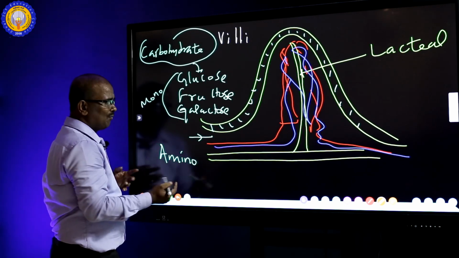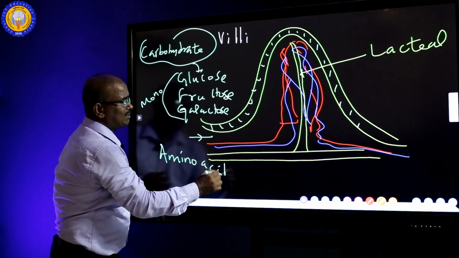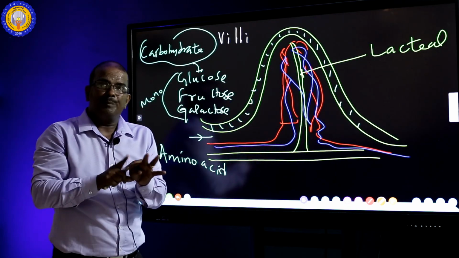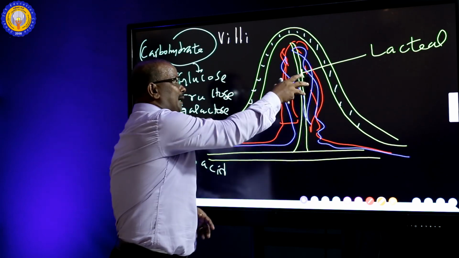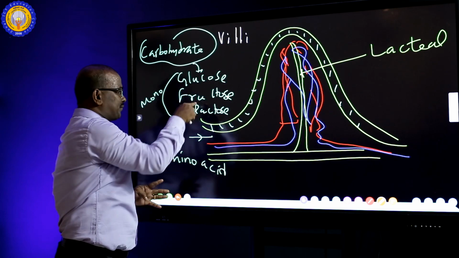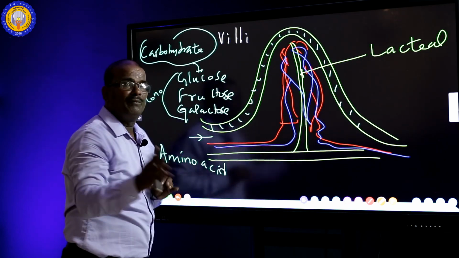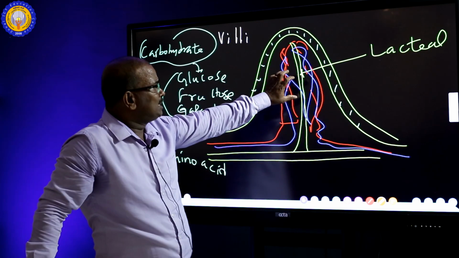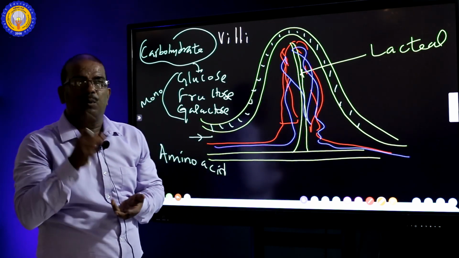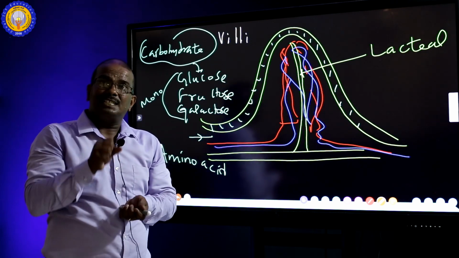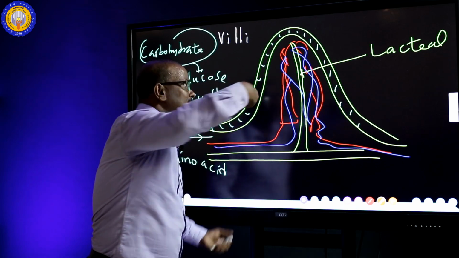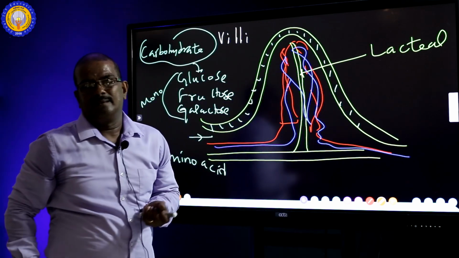Amino acids from protein digestion are also absorbed by these blood capillaries, along with vitamins and minerals. So the blood capillaries associated with the villi absorb monosaccharides, amino acids, vitamins and minerals. These blood capillaries form a special type of blood vessel, the hepatic portal vein. It carries the digested end products from the small intestine to the liver.